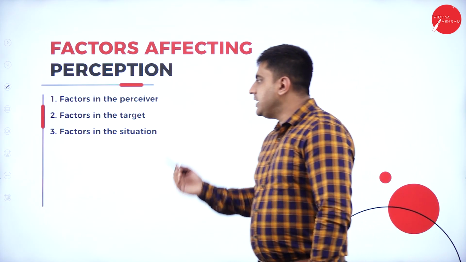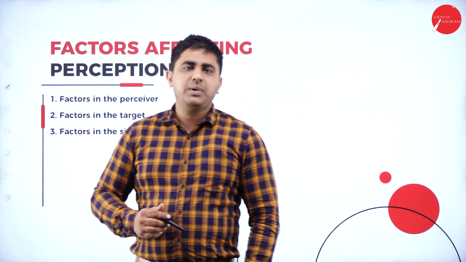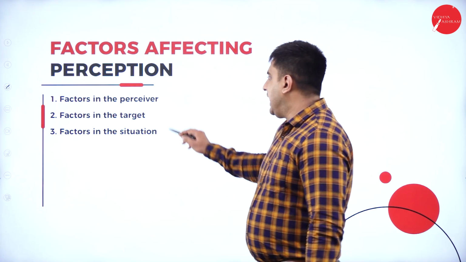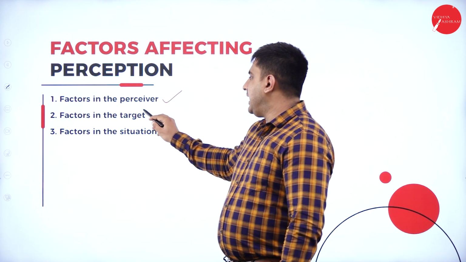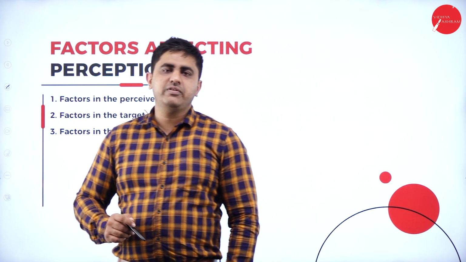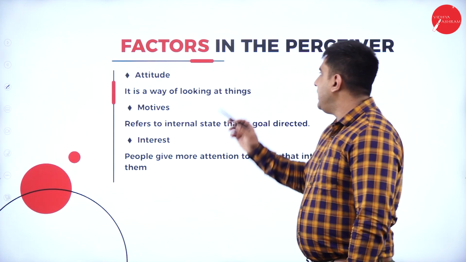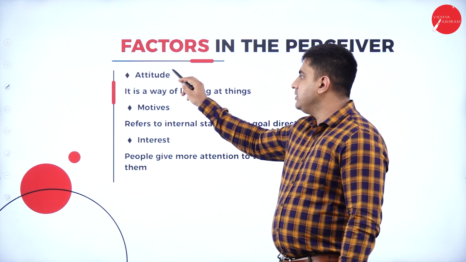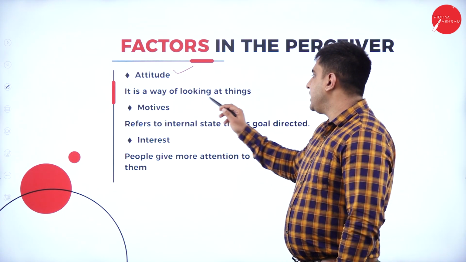That is the thing. So next, factors affecting perception. There are different factors which affect perception. Like what? Factors in the perceiver, factors in the target, factors in the situation. We will deal with them one by one. Factors in the perceiver, attitude. It is a way of looking at things.